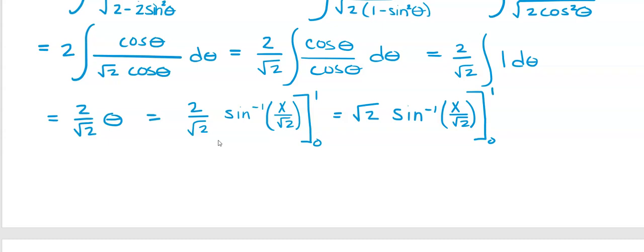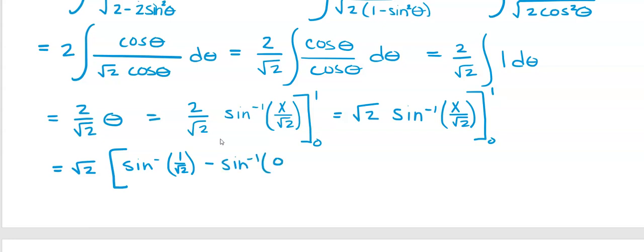Now you can evaluate it at 1 and 0 and simplify. So let's go ahead and do that. So we would have radical 2 on the outside and the inverse sine of 1 over root 2 minus arcsine of 0. Okay, now remember what the inverse sine means.